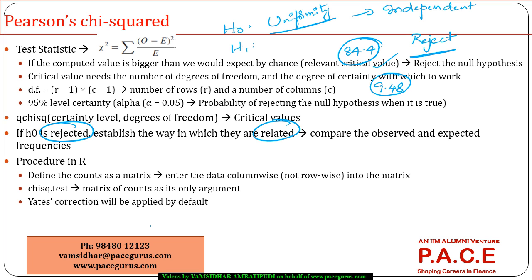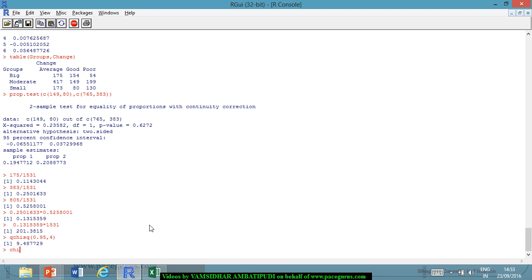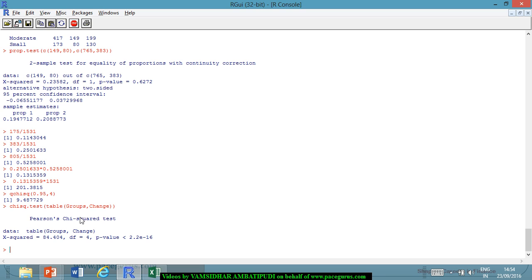It will compare the observed and the expected frequencies. So I can say chi-squared.test and I will give my table as the input. So the chi-squared test is performed. You see the chi-squared value is 84.4. That is what we got as well when we did it in Excel, 84.4. Degrees of freedom is 4.